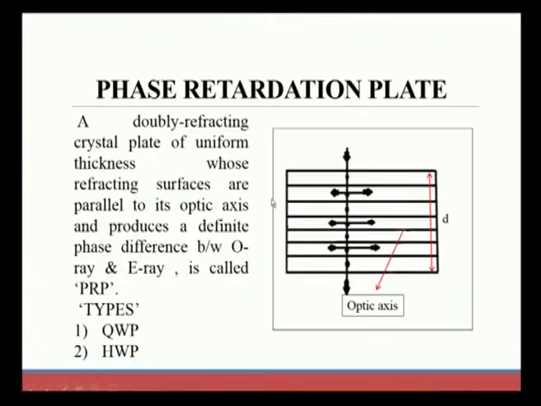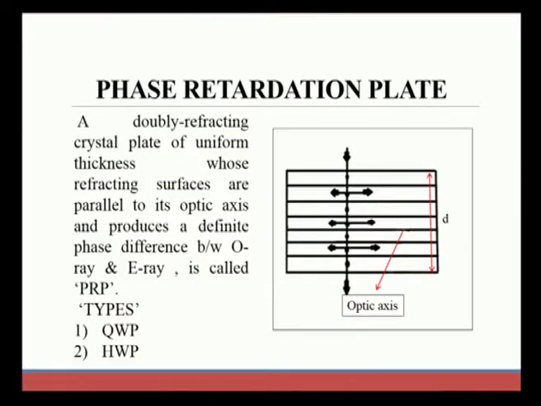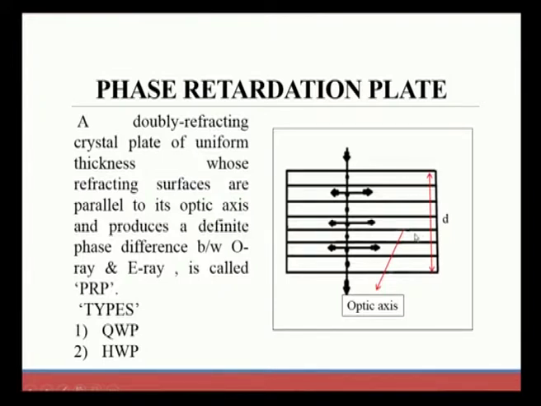When a crystal has refracting surfaces that are parallel to the optic axis, that plate is called a phase retardation plate. This plate is mainly used for producing a phase difference between the E ray and the O ray, which is why it is called a phase retardation plate. In the picture we can observe the uniform crystal plate having thickness D, and this is the optic axis, which is parallel to the refracting surfaces.